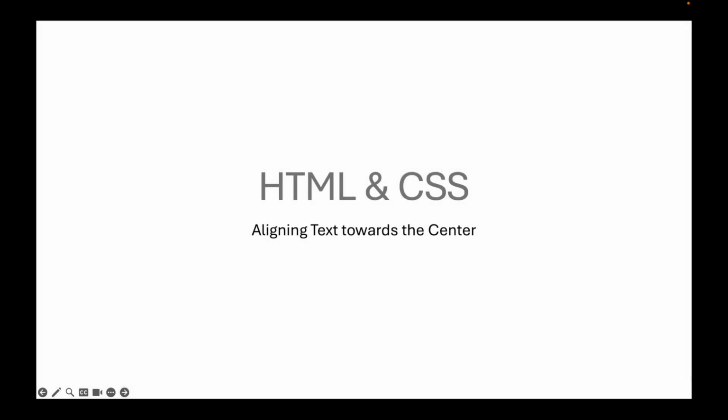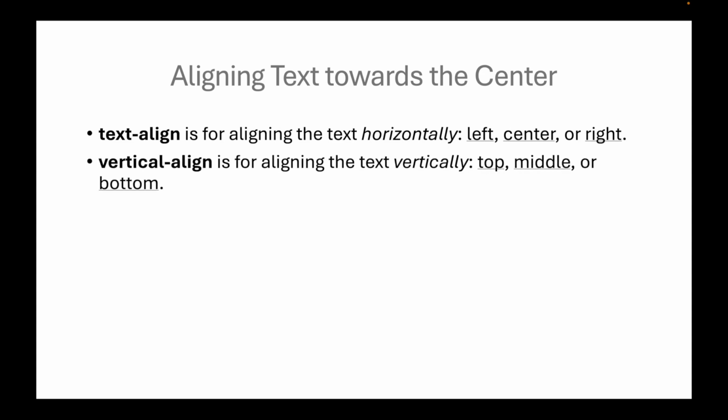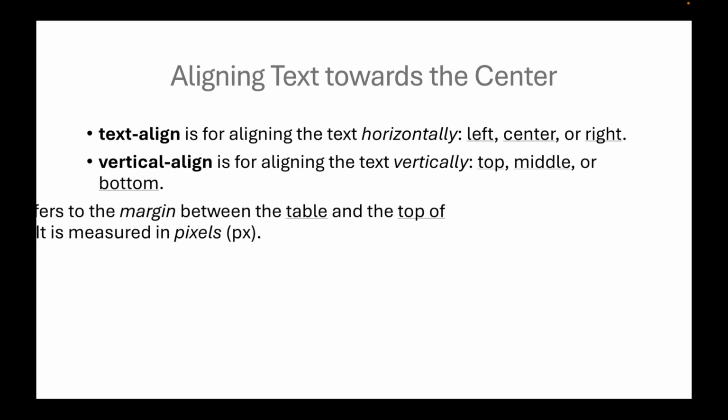Aligning text towards the center from 4 table cells is amazing and impressive to do. In this video, we will teach you how to do that. Text align is for aligning the text horizontally, left, center, or right. Vertical align is for aligning the text vertically, top, middle, or bottom.